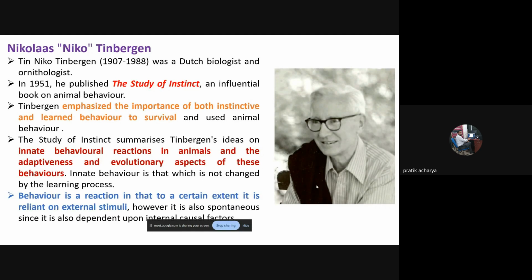He explained that behavior is a reaction that, to a certain extent, is reliant on external stimuli. That means according to whatever external stimuli or external condition is there, the organism is showing its behavior. The organism is expressing itself by different kinds of behavior. So it is spontaneous during environmental stimuli or any external stimuli. This is the spontaneous condition shown by the organism that was provided by Tinbergen.